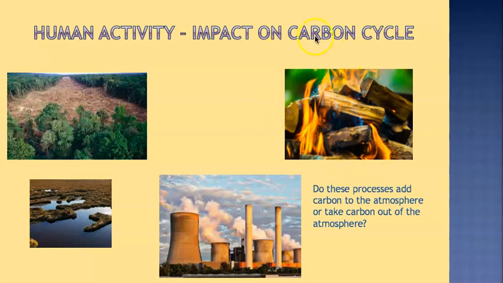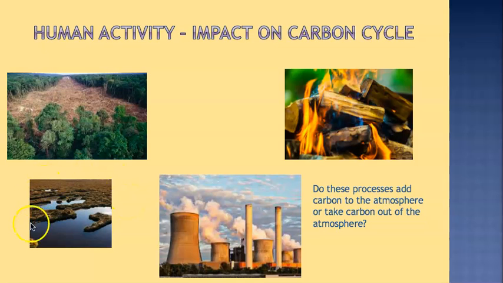The top right-hand corner there, we've got the logs from the trees being burnt. Bottom right-hand corner there, we have got combustion, so the burning of fossil fuels in factories. And this bottom left-hand corner here is what we call a peat bog. So that's P-E-A-T, a peat bog.